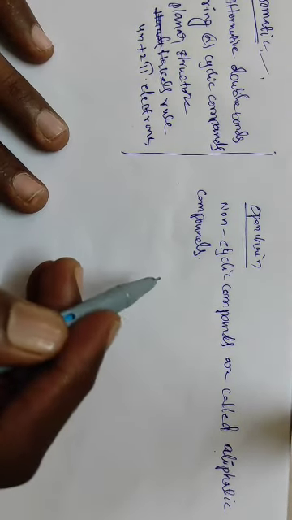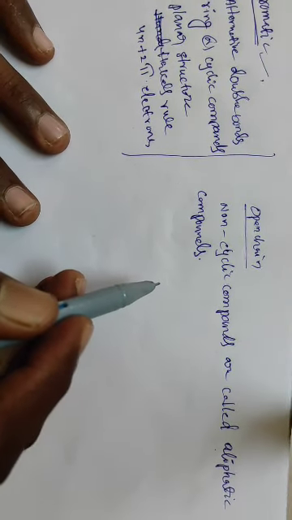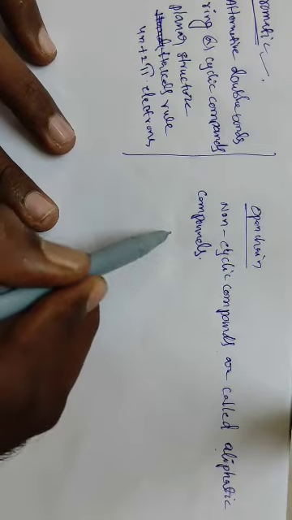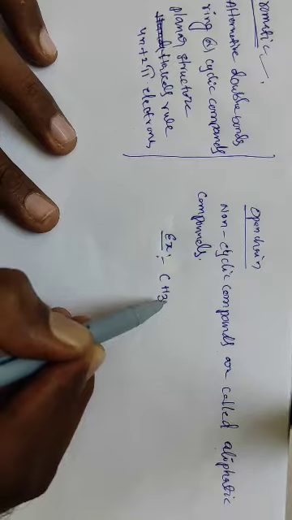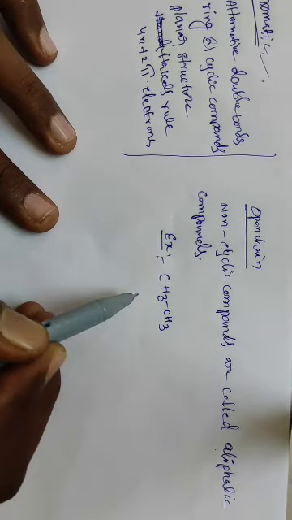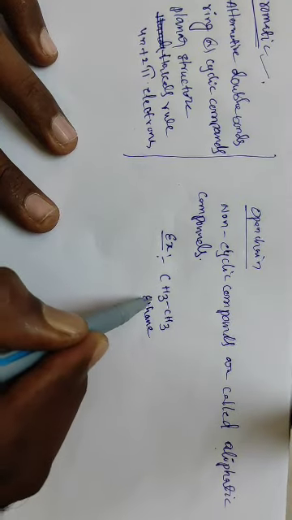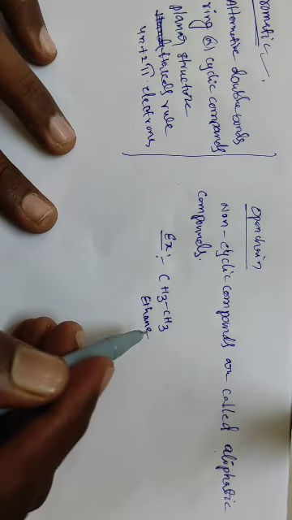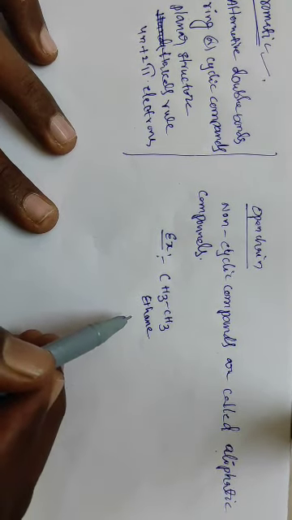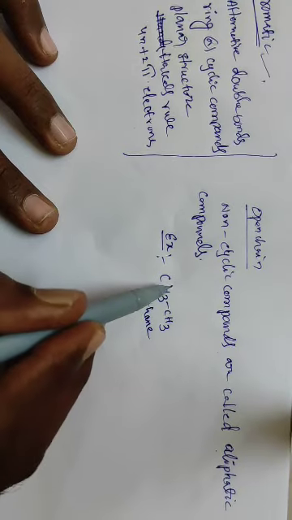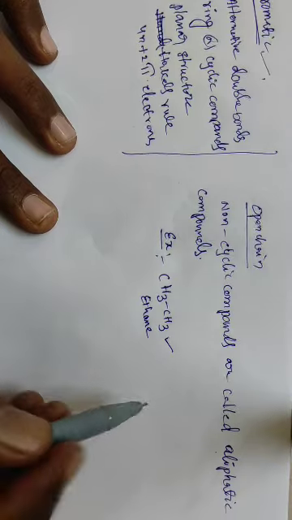These compounds consist of branched or unbranched chains. For example, CH3. This is ethane. Two carbons means ethane. I will explain that later. Ethane is an alicyclic compound, meaning there is no cycle, no cyclic structure. This is only simple ethane.